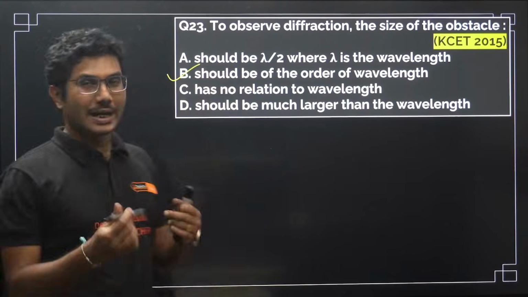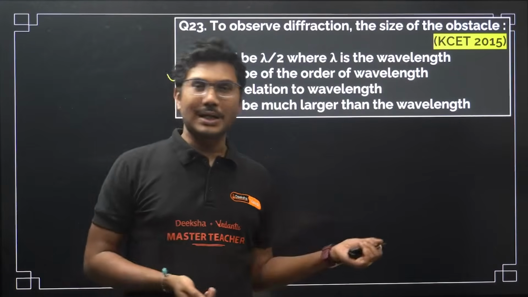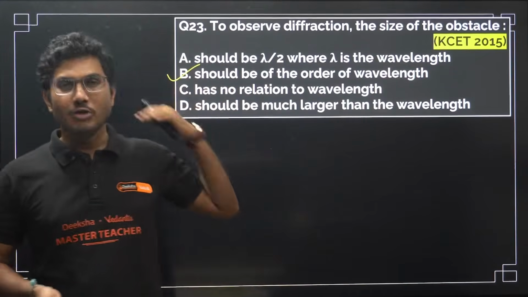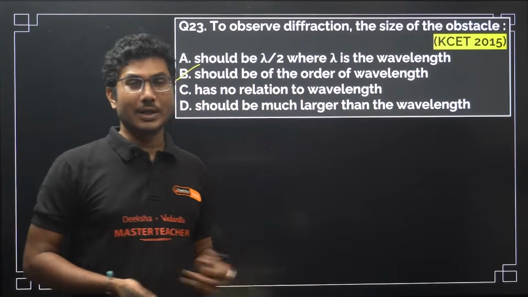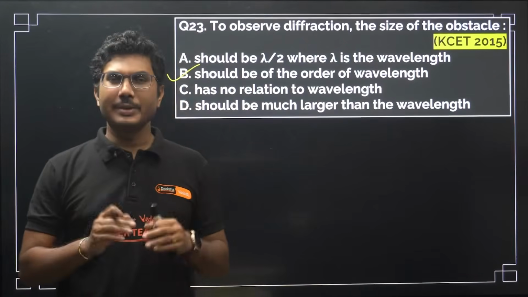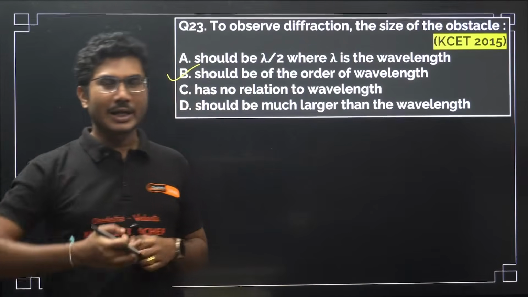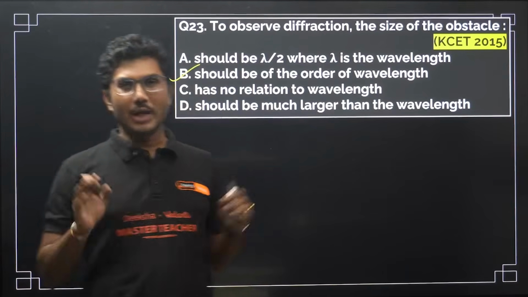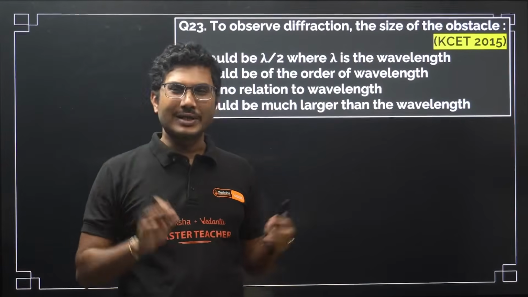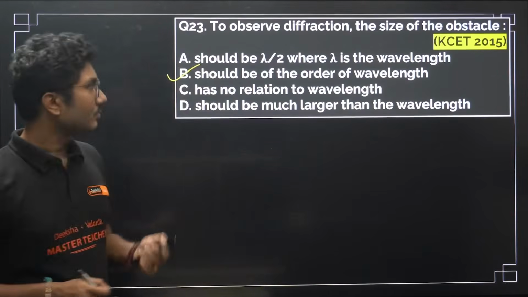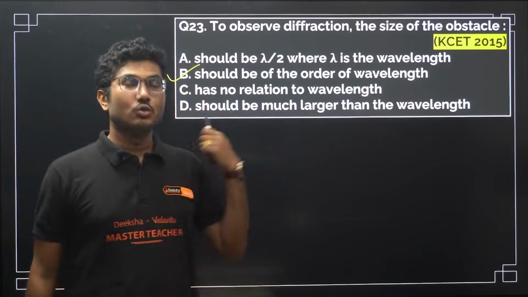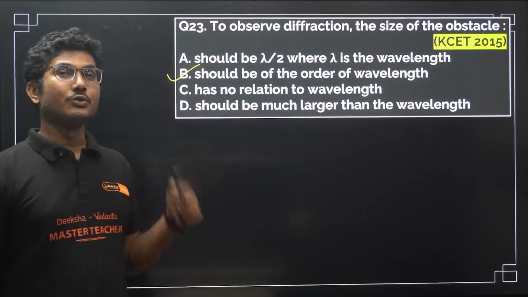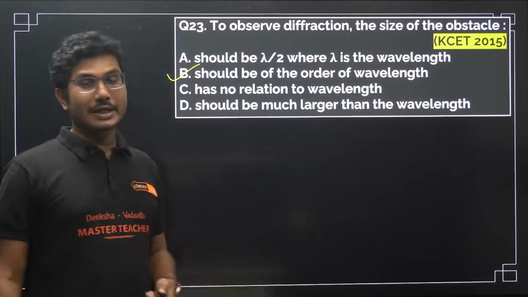So it may be 1 lambda, 2 lambda, 3 lambda, 5 lambda, 10 lambda, but should not be 100 lambda or 1000 lambda. Comparable means it obviously should be more than lambda, but closer to the lambda value. Okay, 10 lambda, 20 lambda is still fine, but it should not be super large, and it should not be smaller than the wavelength as well.